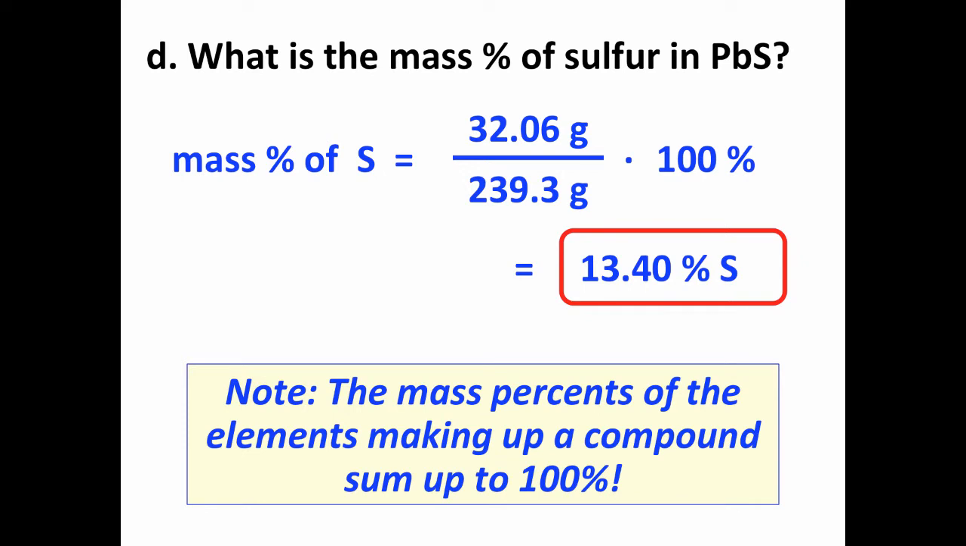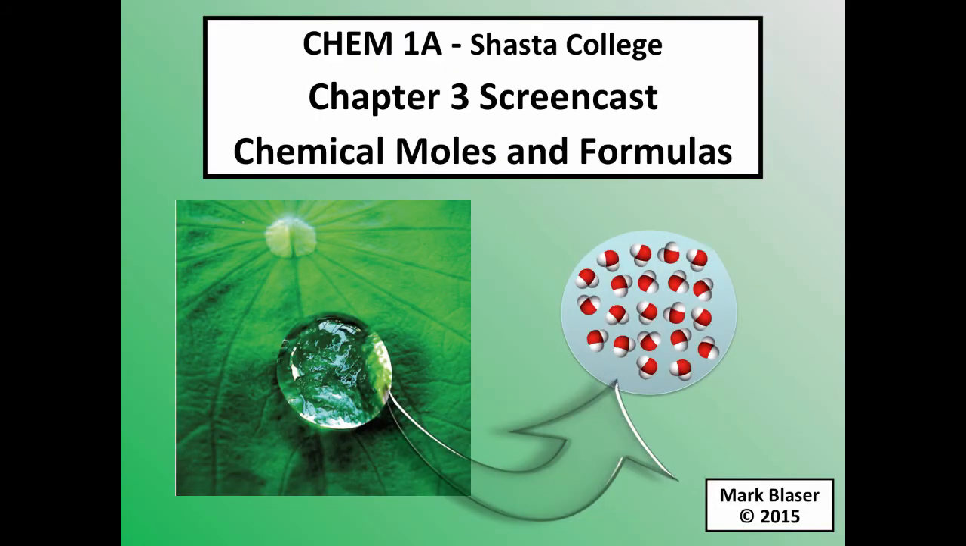So notice in this case, if you add up the mass percent of lead and the mass percent of sulfur, you only get 99.99%, and that's just a little artifact of the uncertainty and the significant figures. And that's it.